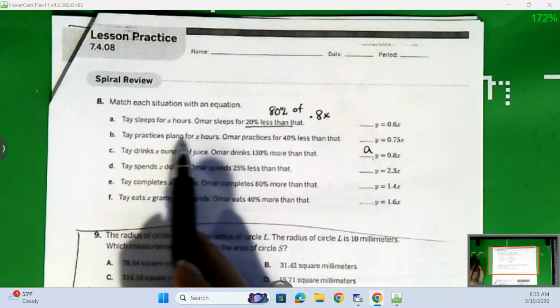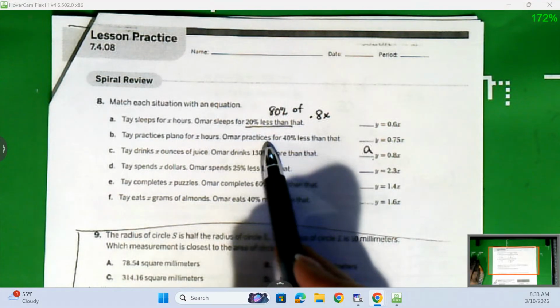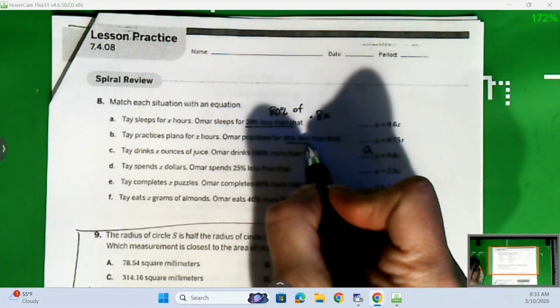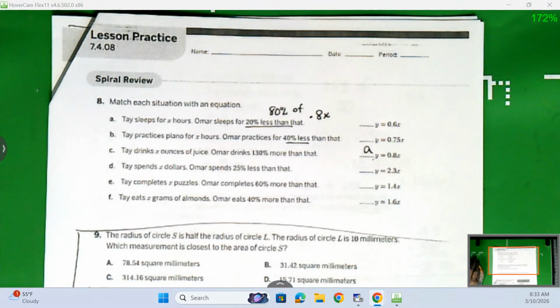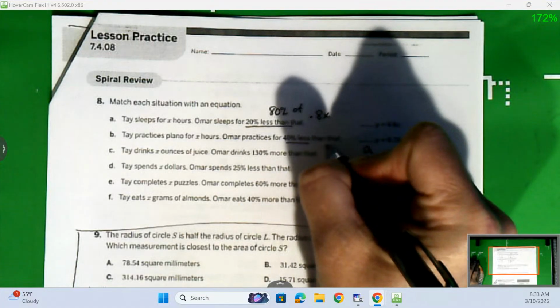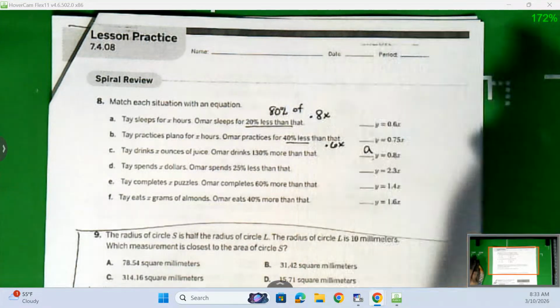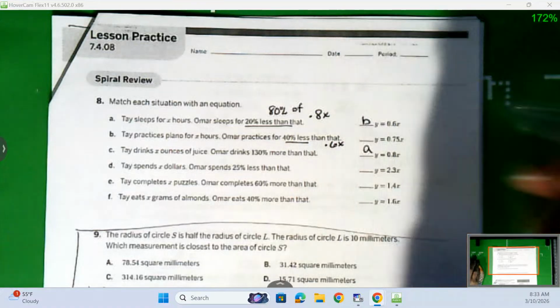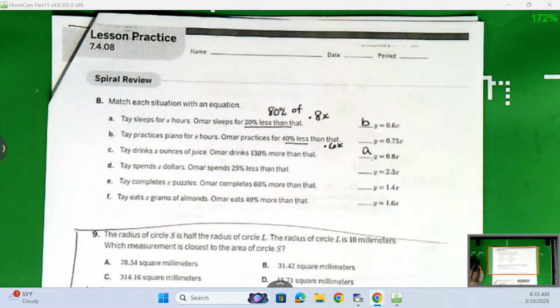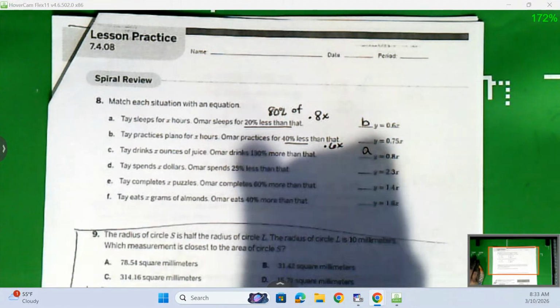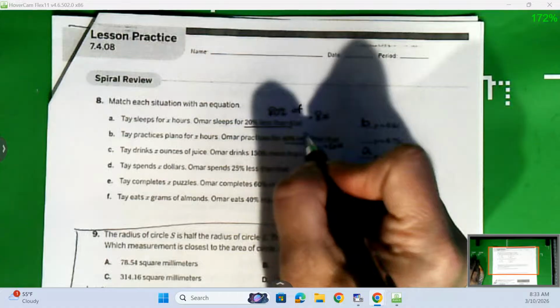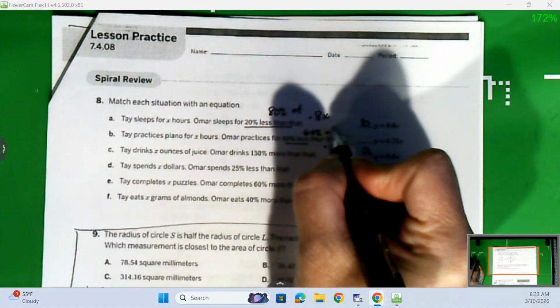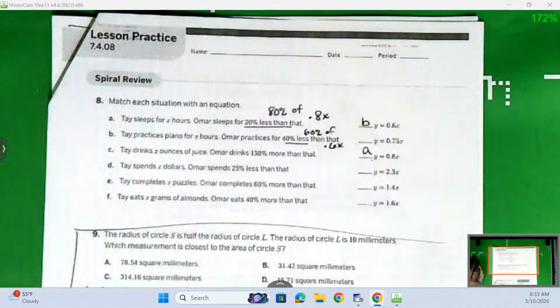Tay practices piano for X hours. Omar practices for 40% less than that. So 40% less means 60% of. And there's our B. Y equals 0.6 of X, because 100% minus 40% is 60% of, and 60% is 0.6. All right, go ahead and try the rest of those and then come back and check your answers.